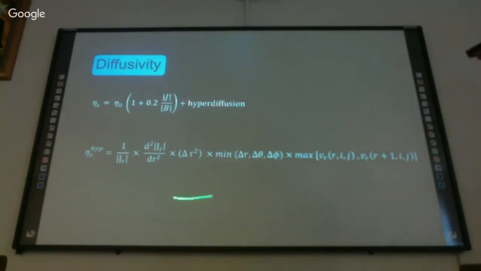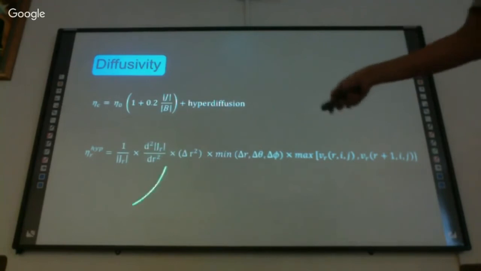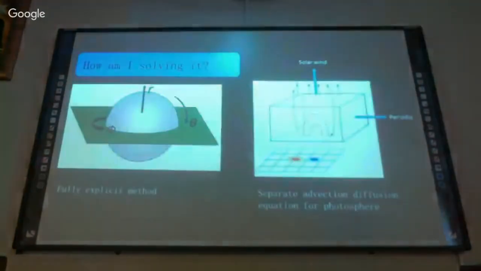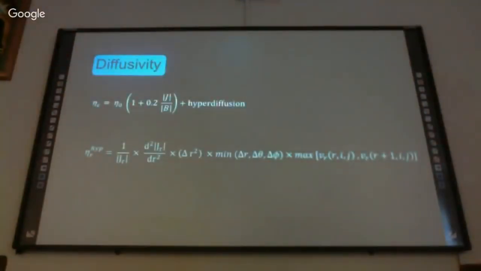And this is the hyperdiffusivity term. As you can see, this is proportional to the second derivative of the current. Which means if you have sharp peaks in the current, the hyperdiffusivity term becomes active, and again it diffuses away the extra current. Sorry, why do you have to use hyperdiffusivity? What is that? Yeah, otherwise you have spurious oscillations and things like that.